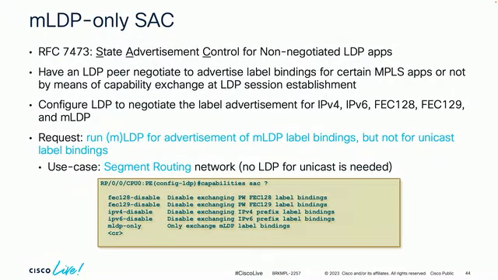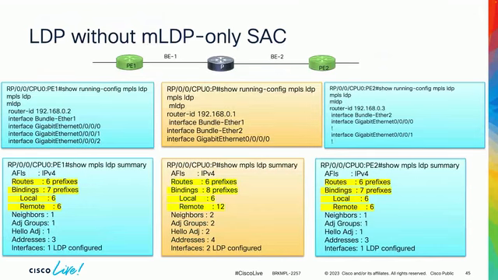When we are talking about segment routing and we are going to use MLDP, in that case, we need to enable LDP only for multicast. So when we enable LDP only for multicast, what is the impact you are going to see? So if we see in this routers.